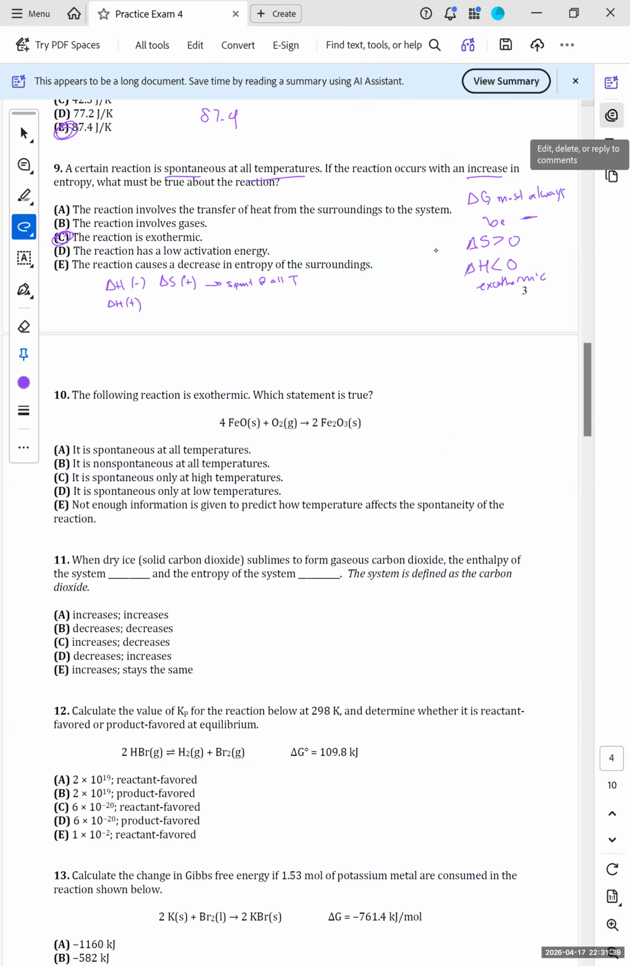Delta H is positive, delta S is negative: we're non-spontaneous at all temps. Delta H is negative and delta S is negative: we're spontaneous at low temps. So this is key, right? Low temps. If delta H is positive and delta S is positive, then we're spontaneous at high temps. So if you can remember this, you'll be in really good shape.